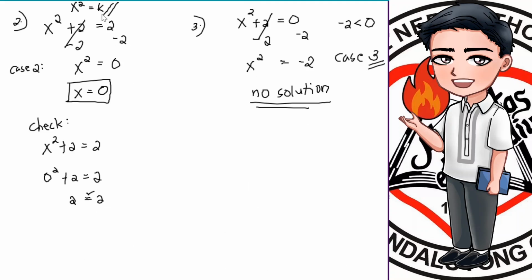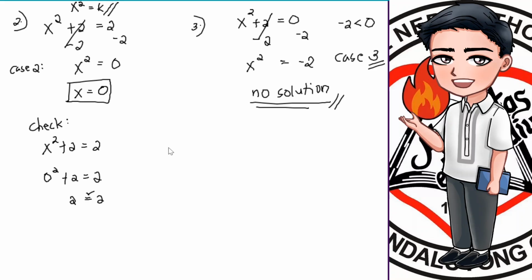And if k is equal to 0, automatic that its solution is 0. And if k is less than 0, it is automatic that there will be no solution. Alright? So that is the different cases that we can consider in solving quadratic equation using extracting the square root.